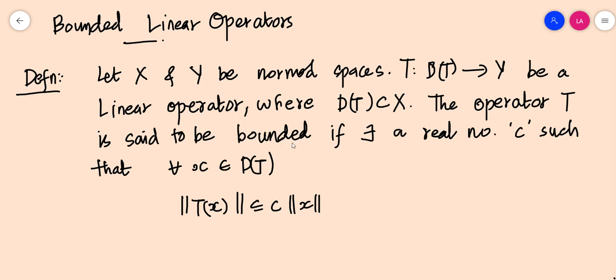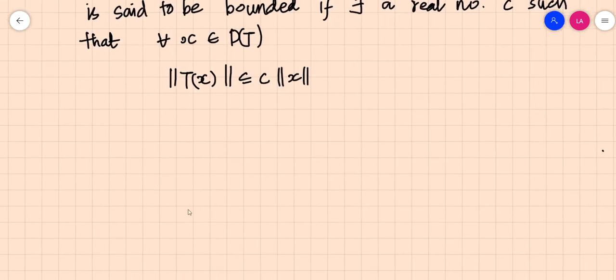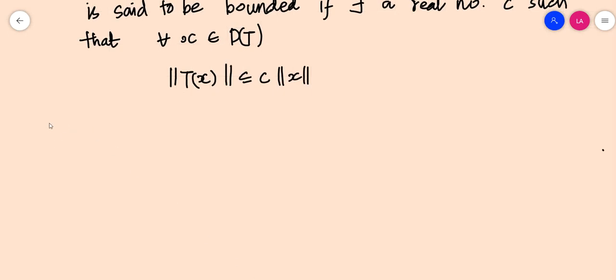So that's the thing. Let's move on to further properties of bounded linear operators. If T is a bounded linear operator, then T satisfies this condition.